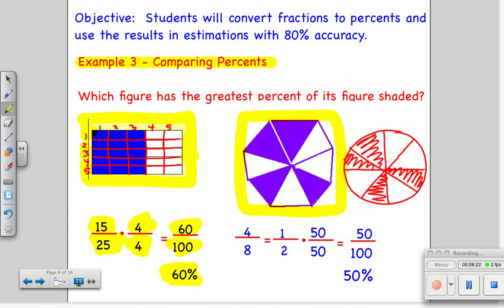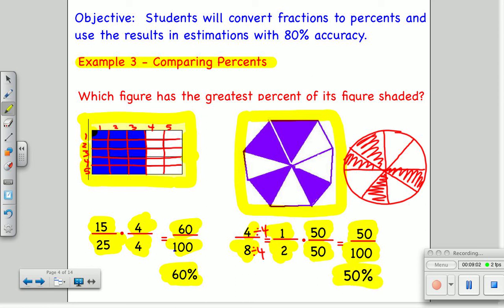Now how many parts are shaded of that circle? 4 parts. Out of how many total parts are there? 8 parts. I'm going to reduce 4/8 first by dividing both by 4. 4 divided by 4 is 1, and 8 divided by 4 is 2. So 1/2. What can I multiply by 2 to get a denominator of 100? 50. I can multiply 2 times 50. So then I have to also multiply the numerator by 50. 1 times 50 is 50. And 50 out of 100 is 50%.